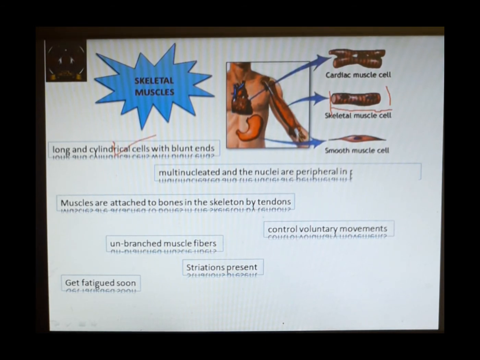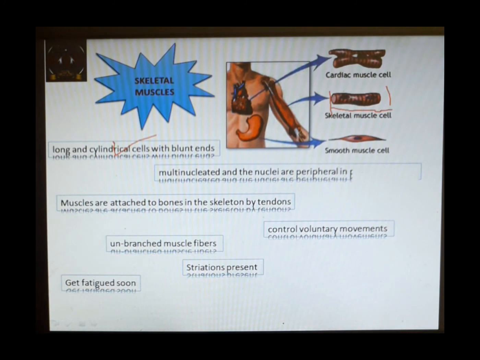Okay. Then the skeletal muscle cell is a multinucleated cell. Can you see here? Many nuclei are there. Moreover, these nuclei are peripheral in position. Okay. That means they are going to be situated near the boundaries of the cell.